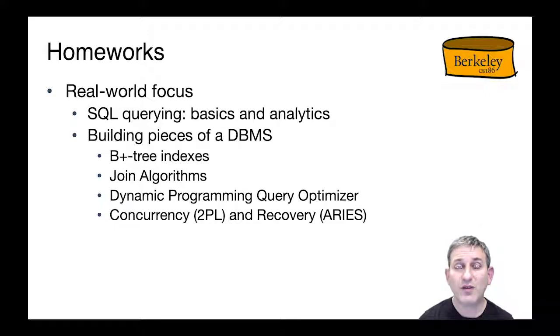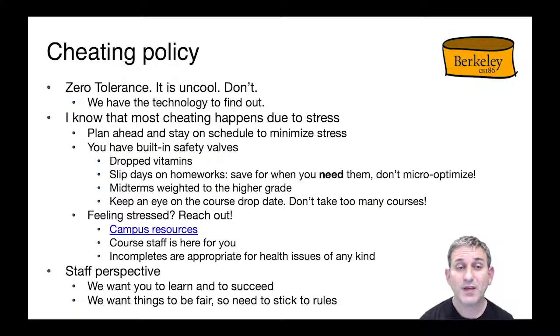We'll also have you building pieces of a DBMS. This is a Java-oriented or Java-based system that we've designed here at Berkeley for teaching. You'll learn about B+ tree indexes. You'll have to implement those. You'll implement a variety of join algorithms. You will implement a dynamic programming query optimizer, which is actually a rather sophisticated piece of software. And you'll also implement a concurrency control protocol, 2-phase locking, which again is going to be relatively complex.